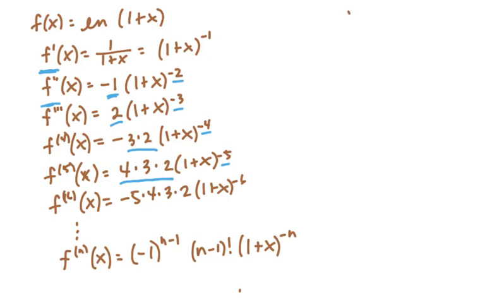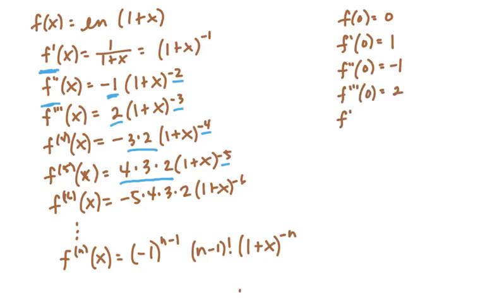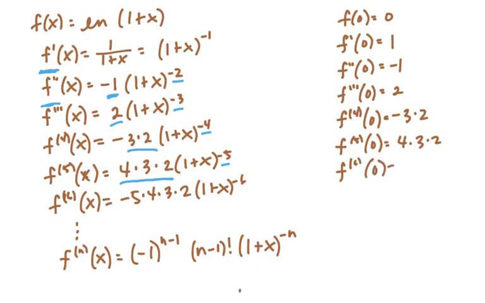So now let's look at derivatives. f of 0, natural log of 1 is 0. The first derivative, we have 1 to any power is 1. The second derivative, we have negative 1, and 1 to any power is 1. The third derivative, we have 2. The fourth derivative, we have negative 3 times 2. The fifth derivative, we have 4 times 3 times 2. The sixth derivative, we have negative 5 times 4 times 3 times 2.